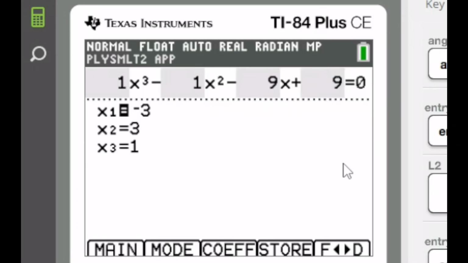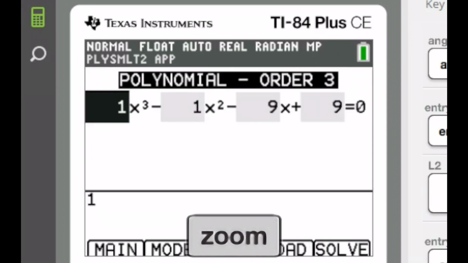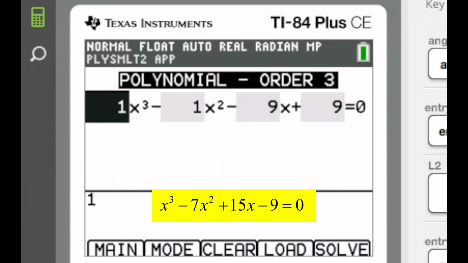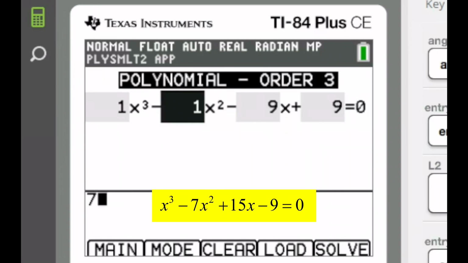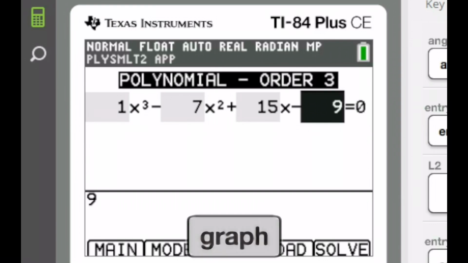Our next 2 examples will be solving cubic equations as well. Then we can press the zoom button to change the coefficients directly. This time I'm going to solve a new cubic equation, x to the power 3 minus 7x to the power 2 plus 15x minus 9 equals 0. Similarly, the first coefficient will be positive 1, followed by negative 7, and then positive 15, and then minus 9, and then press the graph button.